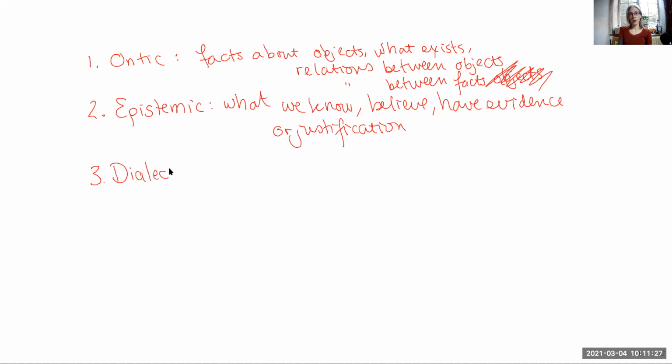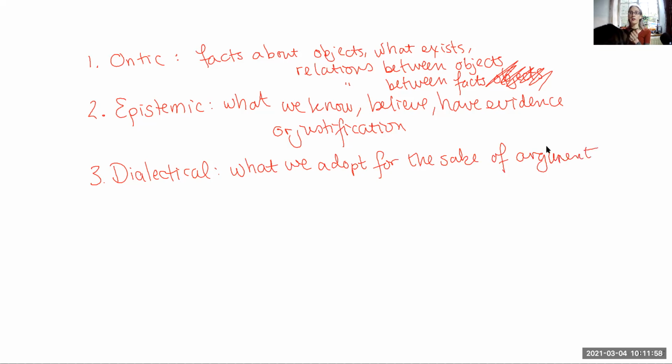And then we have a third level, which is even weaker still. And this is what I call the dialectical level. And this is what we argue about when we are arguing for the sake of argument, or perhaps that isn't quite the right way to put it. What we can say is what we adopt for the sake of argument. So you might have some premises that you don't have any justification for or any support for, but you might say, okay, well, if we adopt these for the sake of argument, what follows from that?